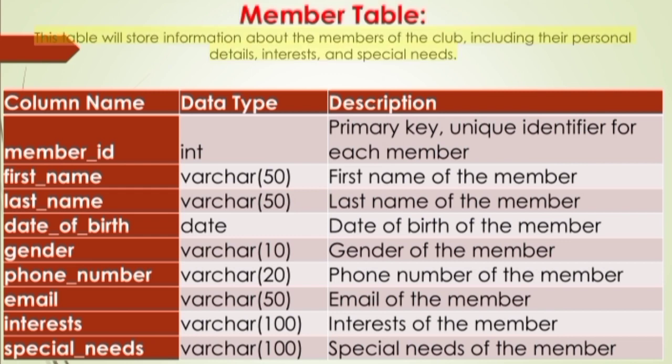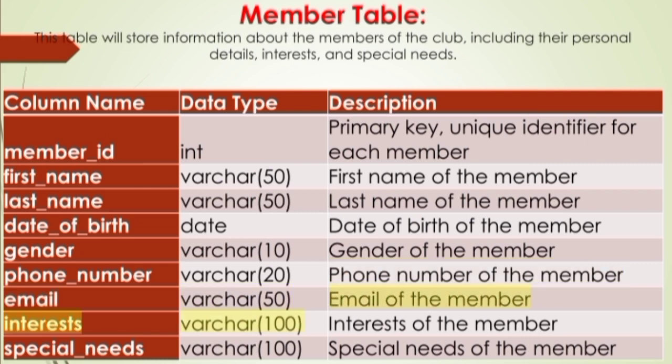Member table. This table will store information about the members of the club, including their personal details, interests, and special needs. Column name, data type, description. Member_id, int, primary key, unique identifier for each member. First_name, Varchar 50, first name of the member. Last_name, Varchar 50, last name of the member. Date_of_birth, date, date of birth of the member. Gender, Varchar 10, gender of the member. Phone_number, Varchar 20, phone number of the member. Email, Varchar 50, email of the member.